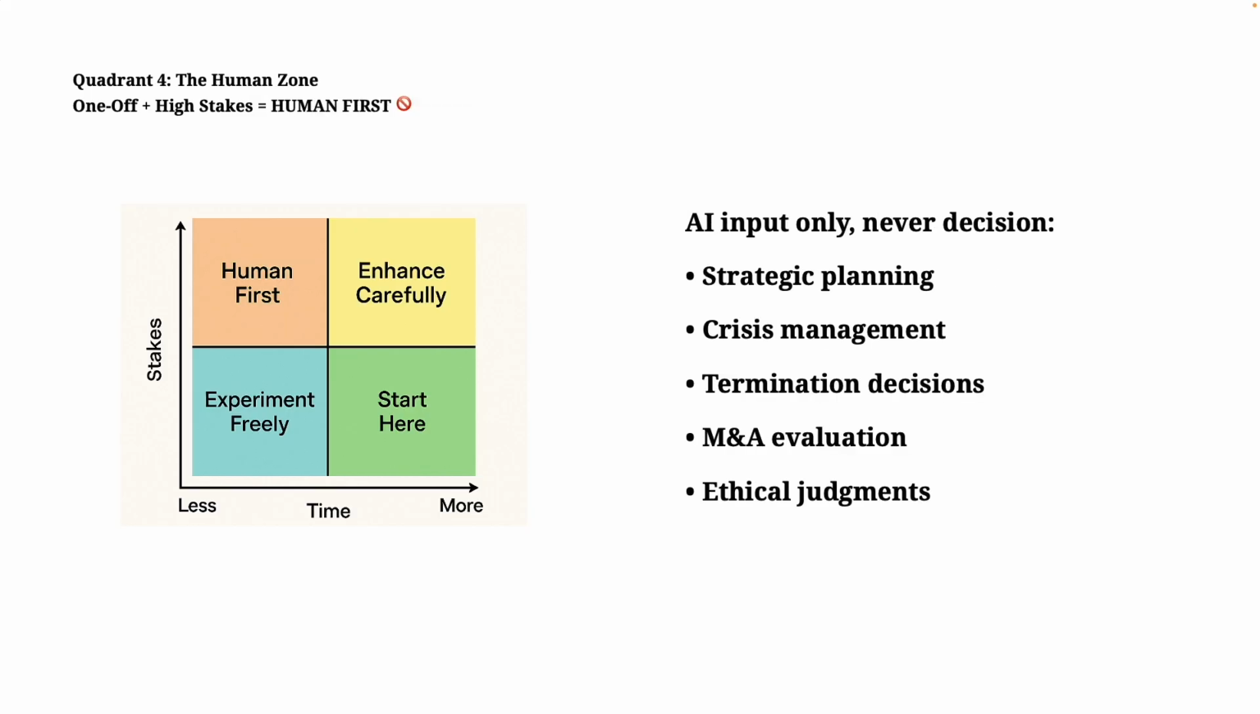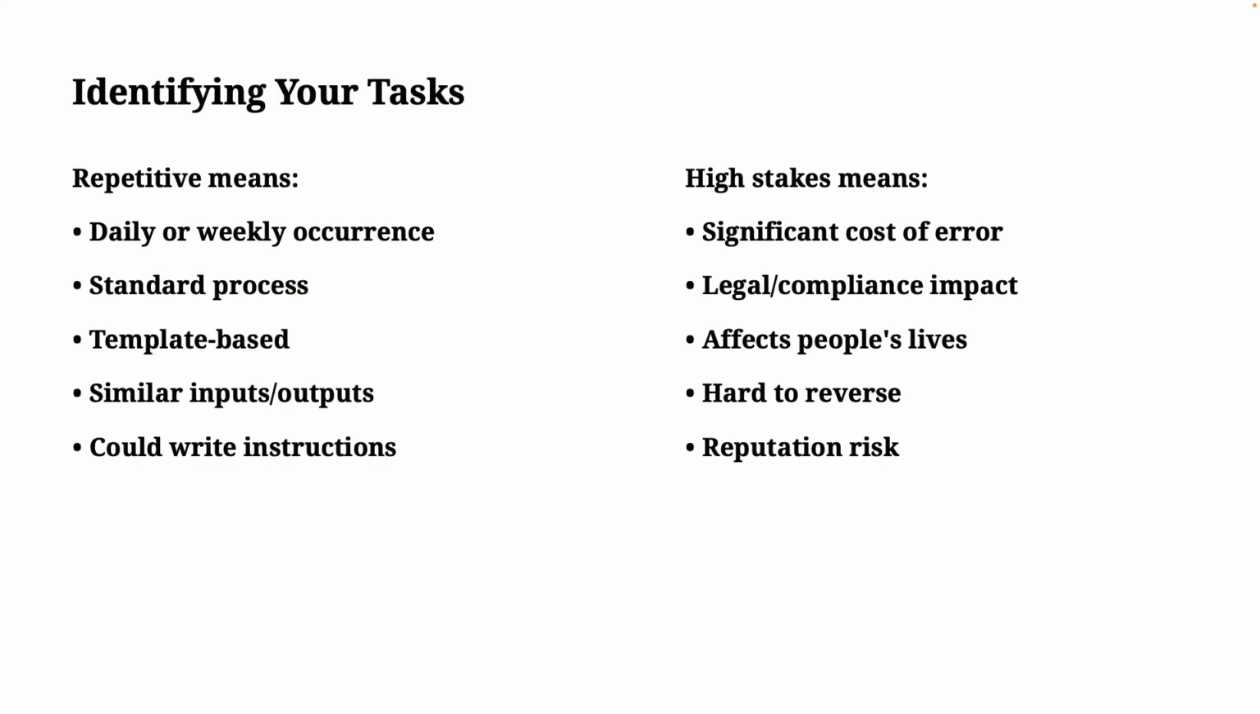And then finally, in the human first, I would say AI input only, but never a decision. When the stakes are high, we need to make sure there's a human in the loop. We need to make sure that we are not offloading something to AI, even if it doesn't take very much time, that could have a problematic outcome. So for example, strategic planning, crisis management, termination decisions, etc. So these are the sorts of things where the stakes are high and need a human first.